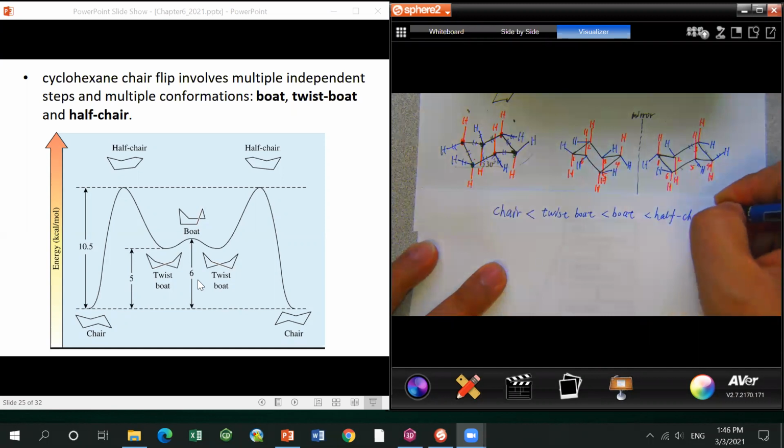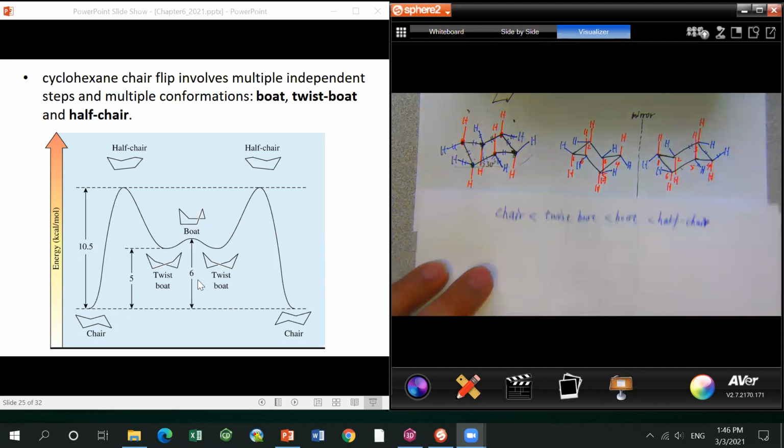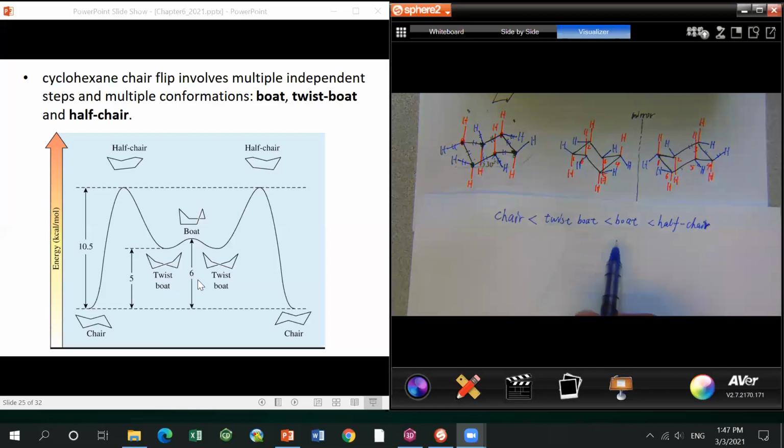Right, so that's it. As long as you know the energy ranking, that's enough. So maybe in quiz 4 or maybe exam 2, I will test you with one ranking question, asking you to rank their stability or energy for these four conformations.